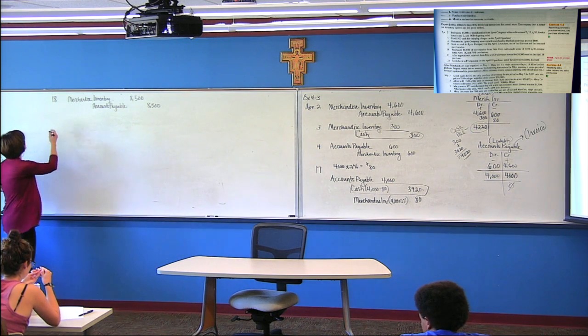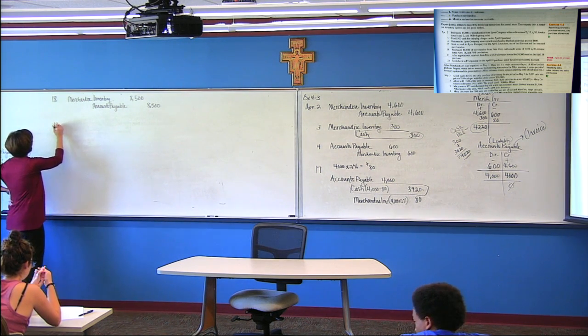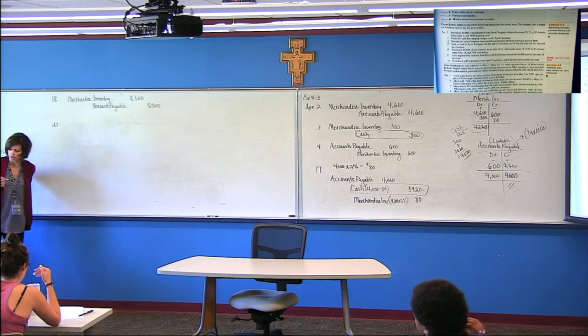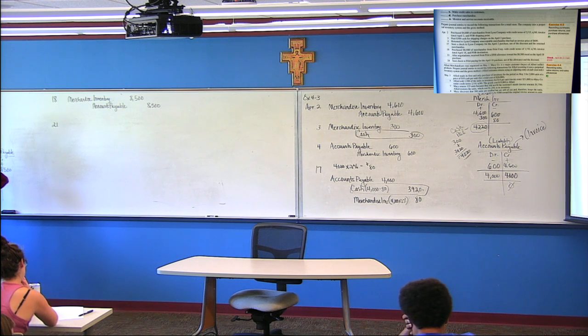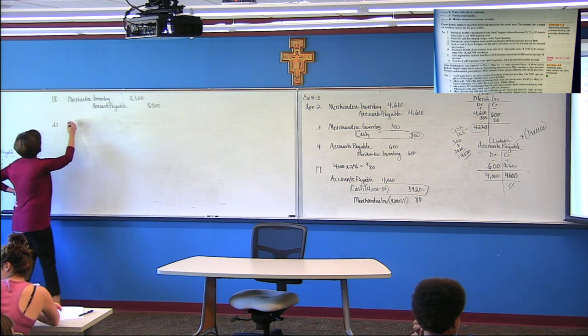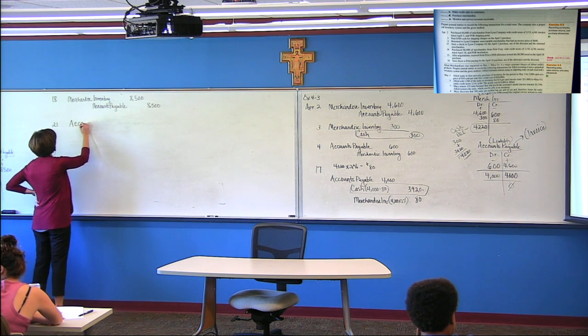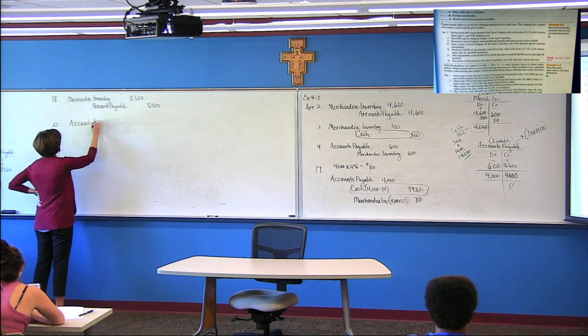On the 21st, after some negotiations, they agree to give us a $500 allowance. So what do I do? In other words, I'm going to keep the inventory, but it's not worth as much as it was, and they're going to reduce my invoice by that much. So what do I debit and what do I credit? Debit accounts payable and credit merchandise inventory.